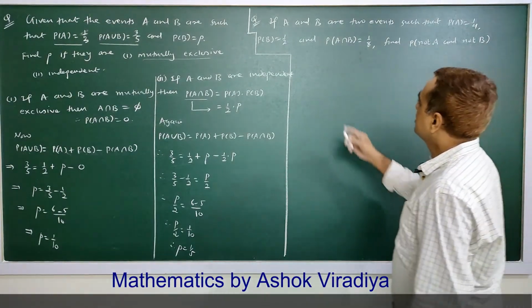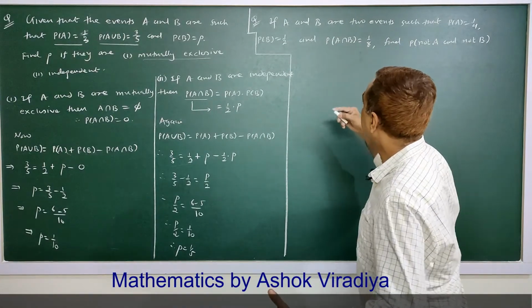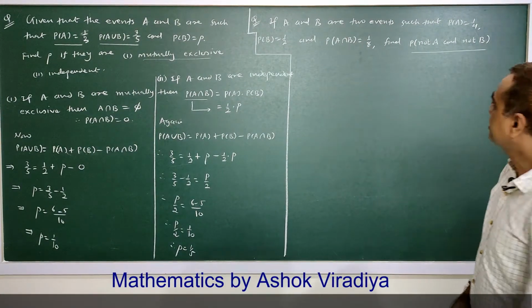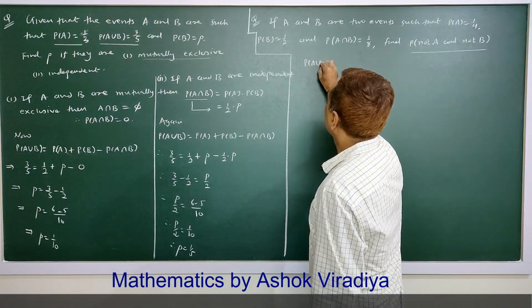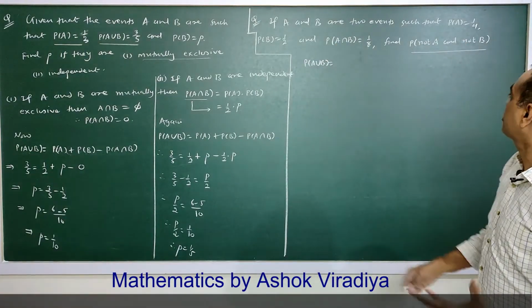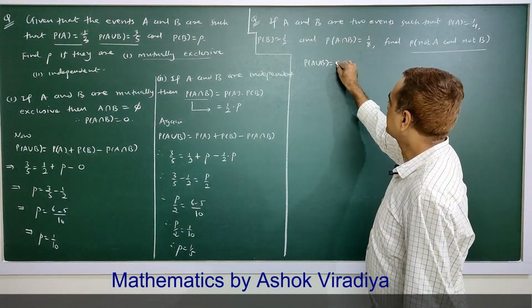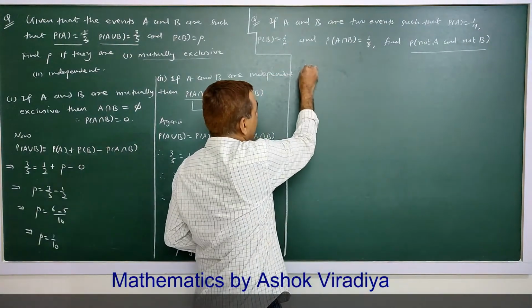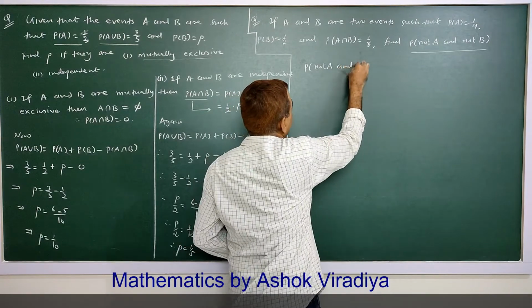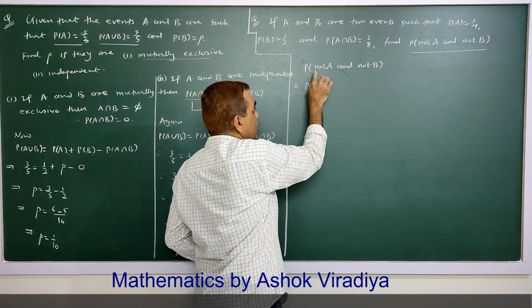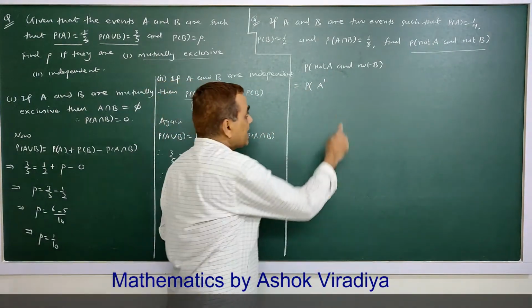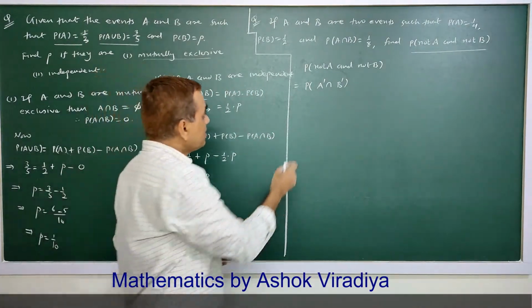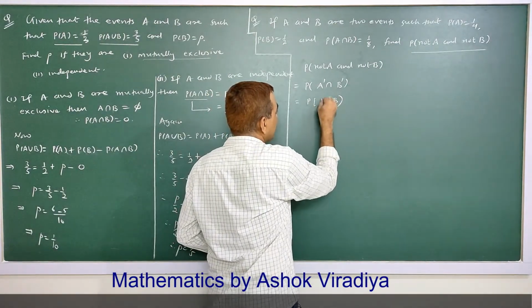Now with this question, the probability of A is given, the probability of B is given, and the probability of A intersection B is given. We want the probability of not A and not B. Let me start from the question. That means A dash, the complement of the event, and B dash. P of A dash and B dash, using De Morgan, is the probability of A union B whole dash.